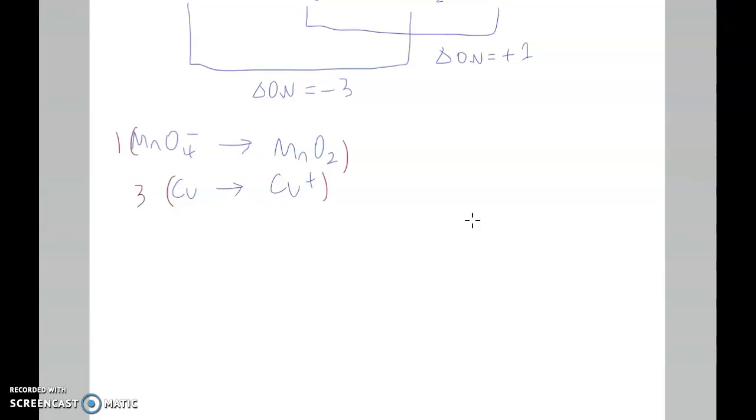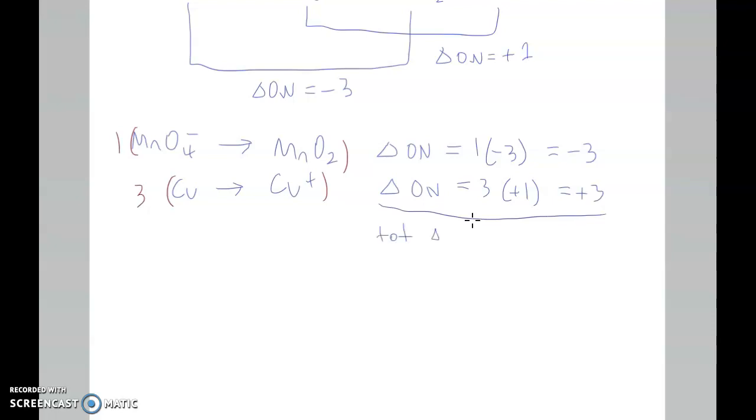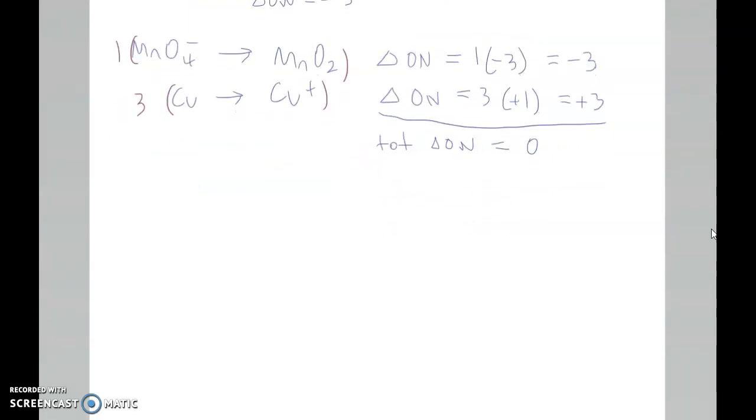Alright, so the change in oxidation number for the manganese half reaction is 1 times negative 3. It's negative 3. For the copper, the change in oxidation number is 3 times positive 1, which is positive 3. So the total change in oxidation number is 0. Now you just multiply the half reactions and add them together.